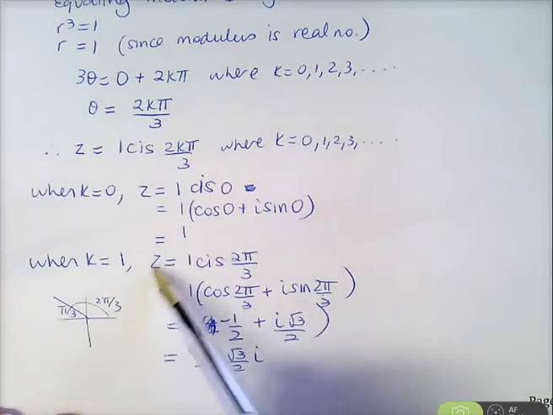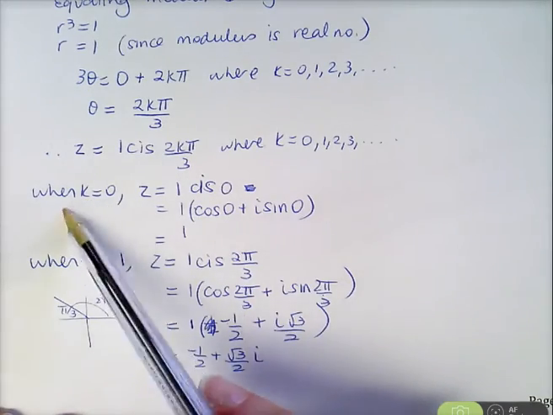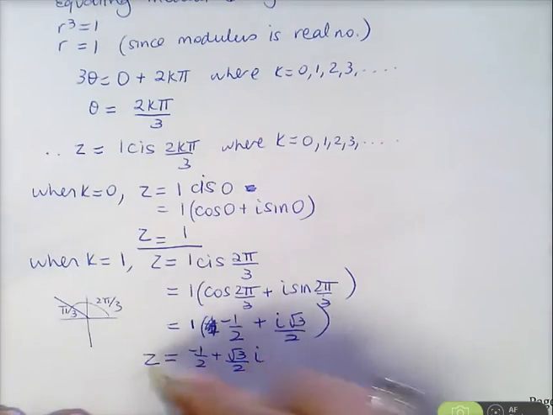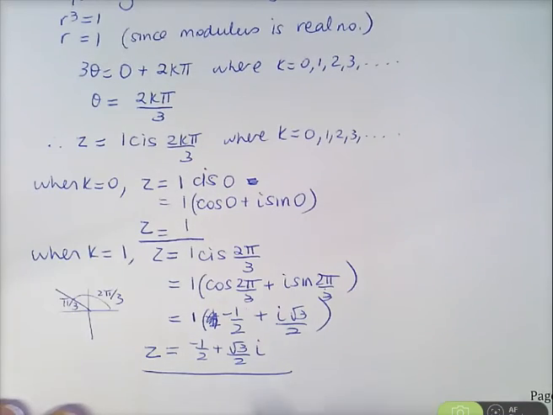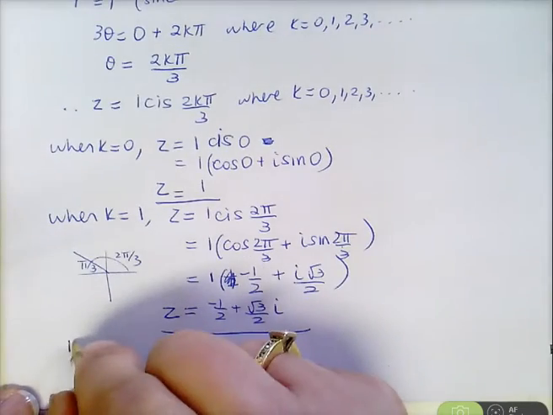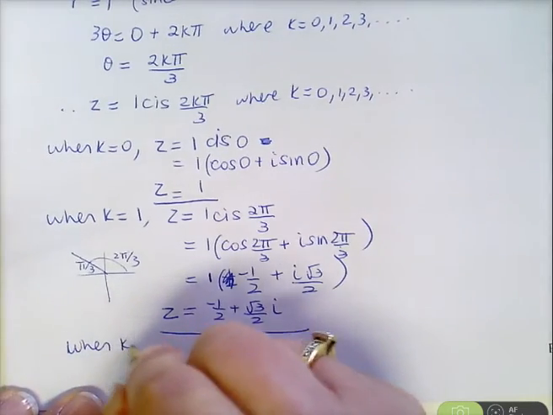So we've got 2 of the roots so far. When k is 0, z is 1. That's one of the roots. When k is 1, z is negative a half plus root 3 on 2 i. That's the second root.